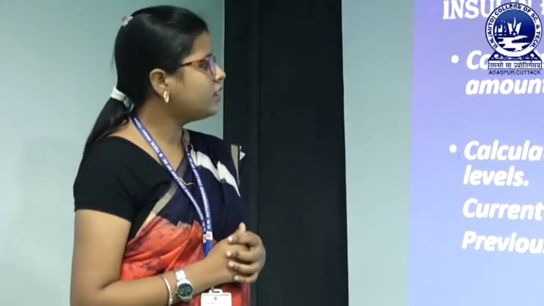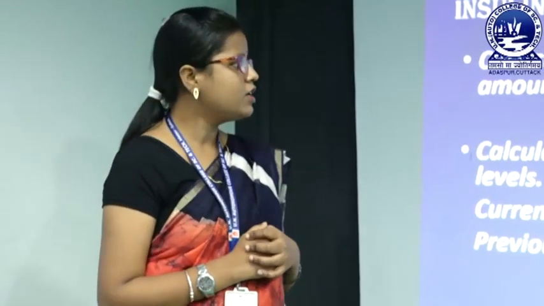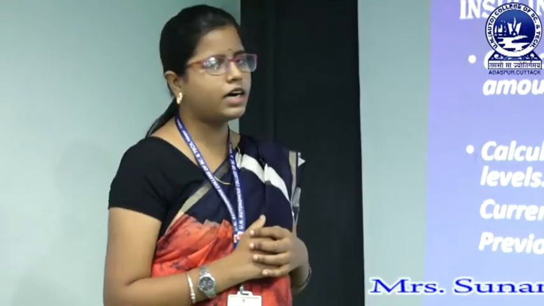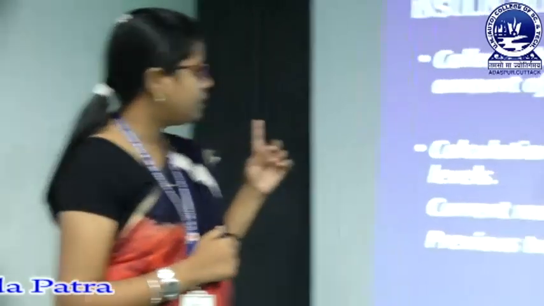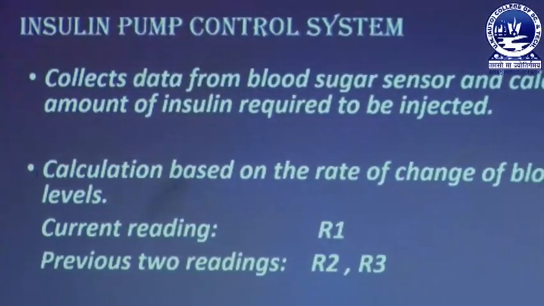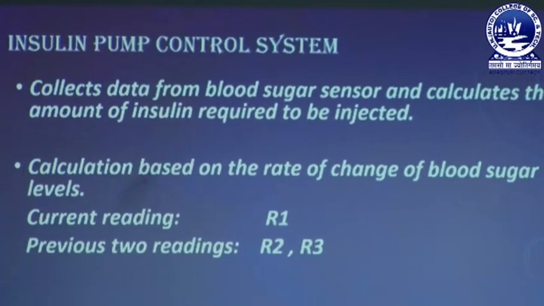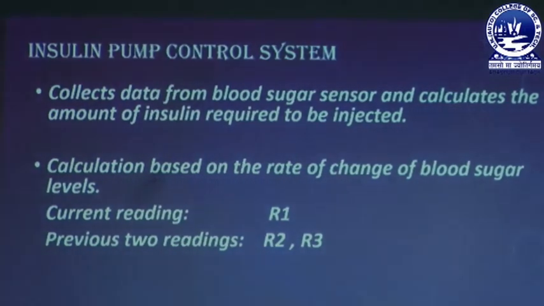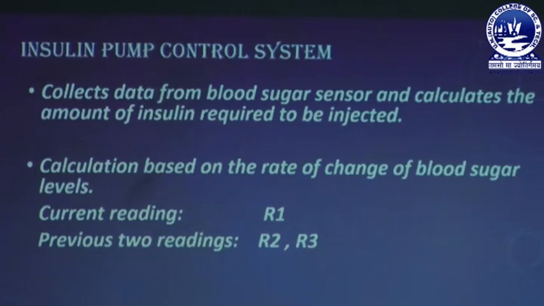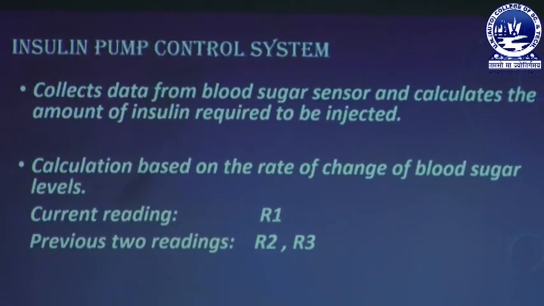We have a blood sugar sensor that we have seen in our previous diagram. That blood sugar sensor will collect the sugar level data from the patient's body, then it will calculate the correct amount of insulin that is required to be injected into the patient's body. This is the first thing.